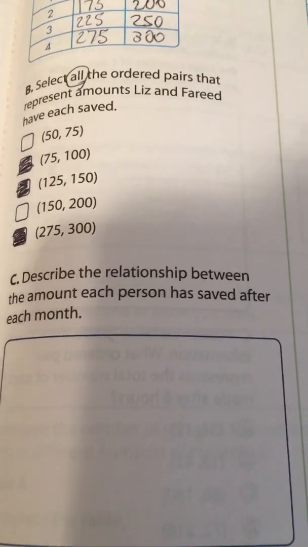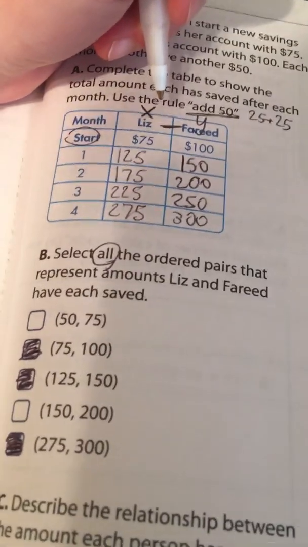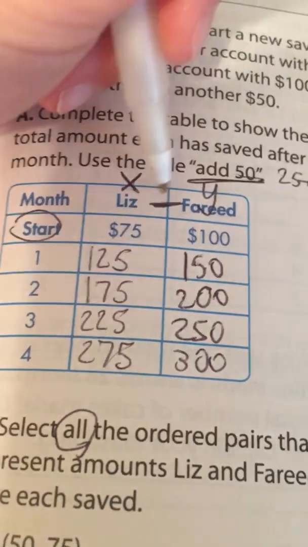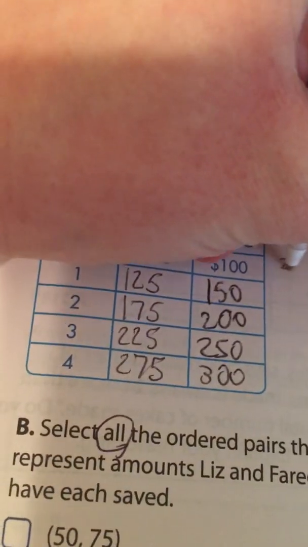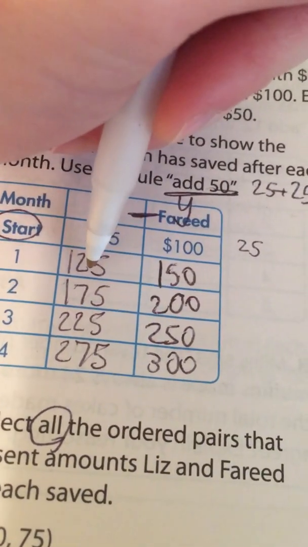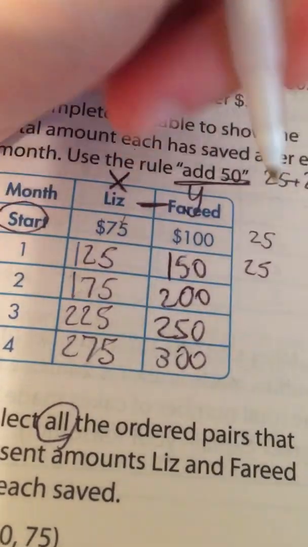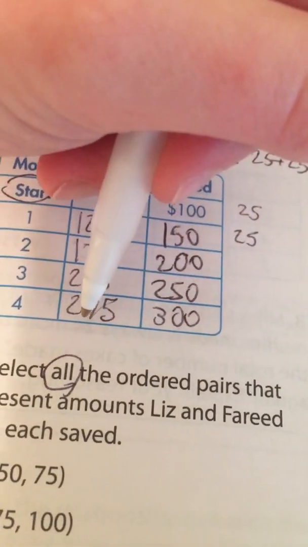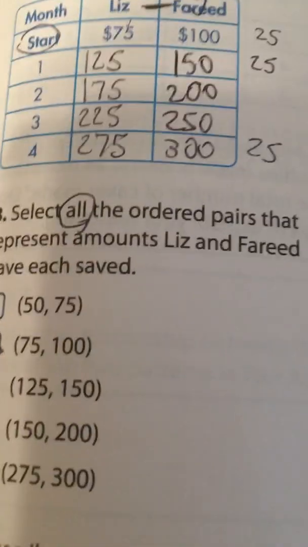Finally, describe the relationship between the amount each person has saved after each month. So that means I have to say the relationship between these two, between Liz and Fareed, and how much they've saved. So I'm going to look. Between 75 and 100, that is $25, okay? And I have to see if that's the same. Between 125 and 150, yep, that's another $25. Let's skip all the way down to the end. 275 and 300, yep, that's still $25, okay?